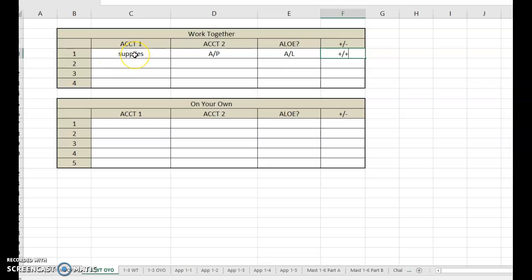You can also look at it as if we're going to increase one side of the accounting equation, which is our A, then we must increase accounts payable because that's on the other side of our accounting equation, the L.